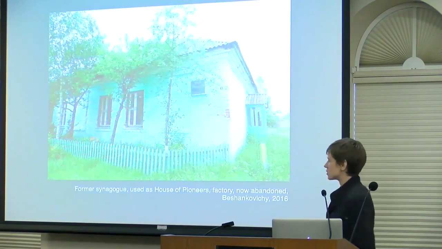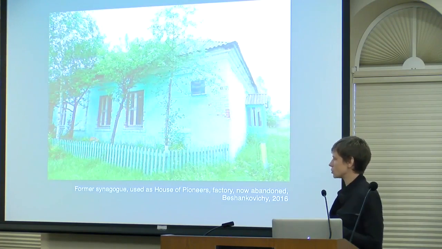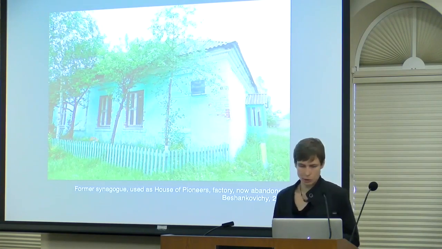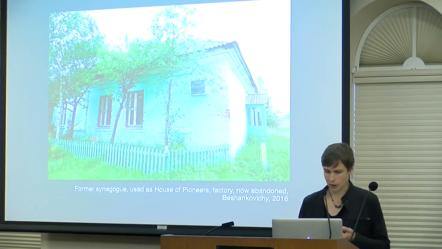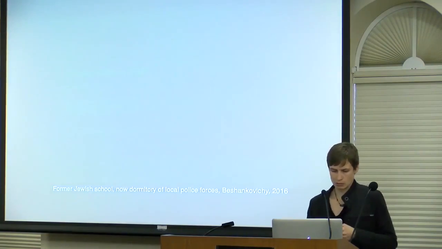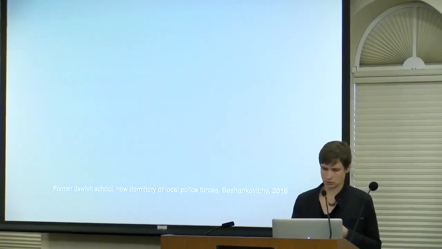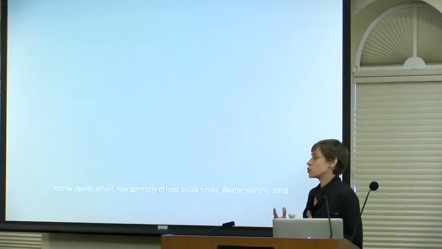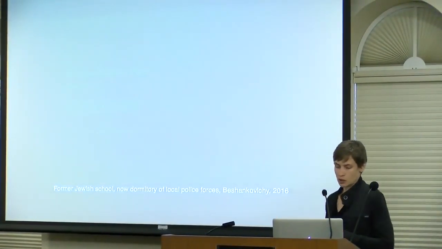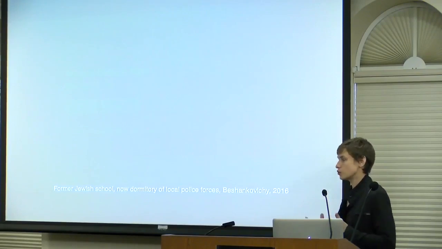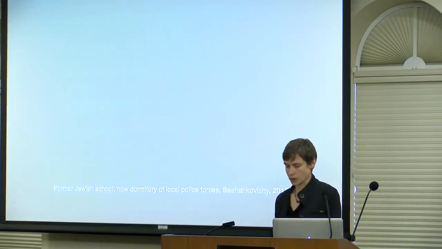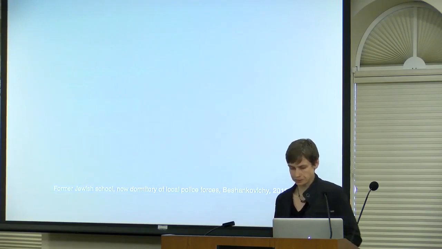But on the other hand, for instance, the former synagogue was used as a house of pioneers, later as a factory, and is now an abandoned building, but is not marked as a formerly Jewish building. Similarly, the formerly Jewish school, which is now used as a dormitory by local police forces, also has no indication that this once was a relevant building for the Jewish community.